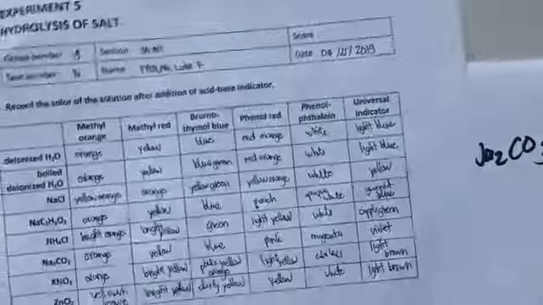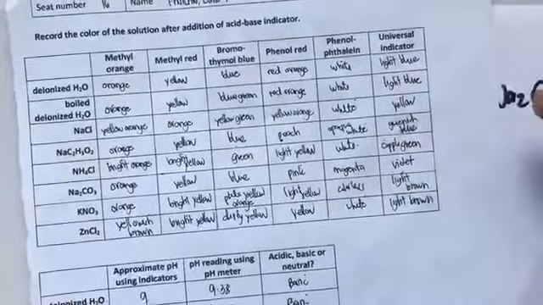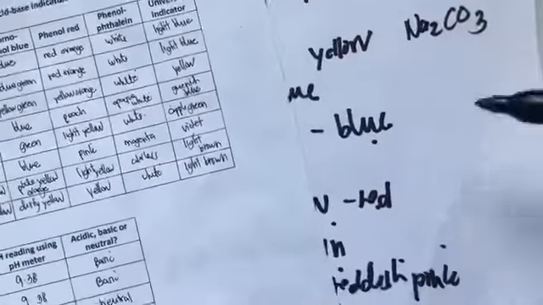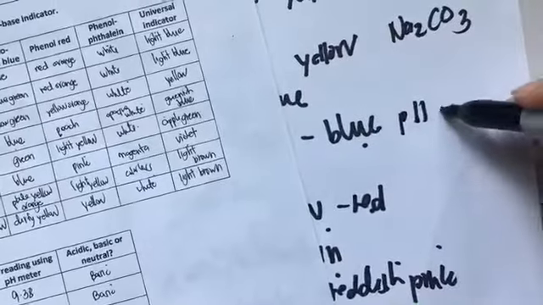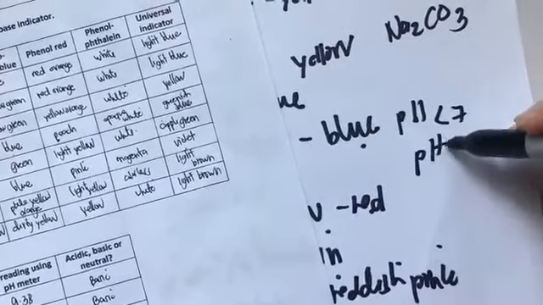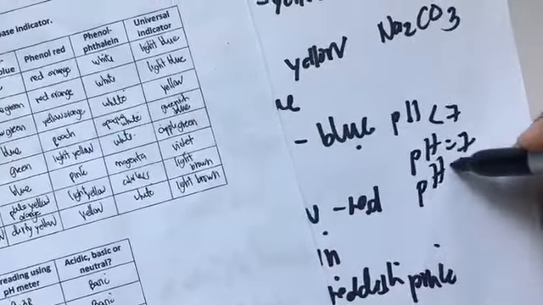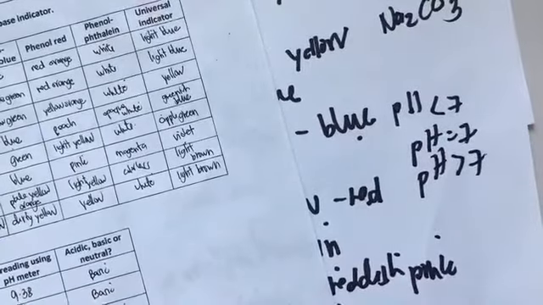And of course, for its pH using a pH meter, if it is acidic, its pH will be less than 7. If neutral, its pH will be equal to 7. And if basic, its pH will be greater than 7. Okay.